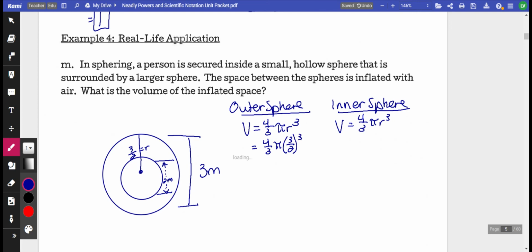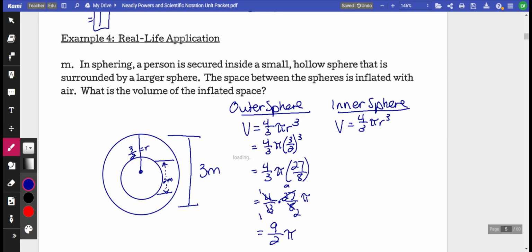You want to put 3/2 in parentheses so you know that you are cubing the 3 and the 2. So that becomes 4/3 pi times 27/8 because I did 3 to the 3rd power, which is 27, 2 to the 3rd power, which was 8. And I'm going to put my fractions next to each other. 4/3 times 27/8 times pi. Well, I could do some cross reducing. That gives me a 1 and a 2. More cross reducing. 27 divided by 3 is 9. So that's going to give me the answer of 9/2 pi.